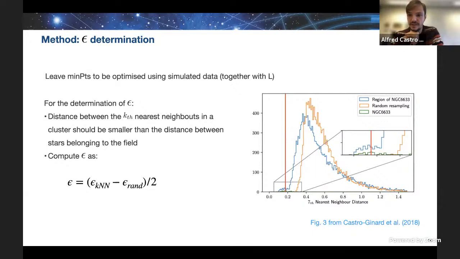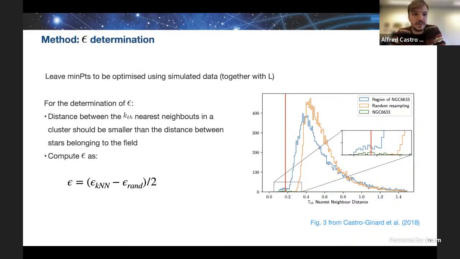So basically, we use the Besançon Galaxy model plus simulated clusters, and we run the whole methodology, and we just select the optimal values of this minimum number of points and L. By optimal, I mean the values that can detect most of the clusters. Okay, so this is one side.